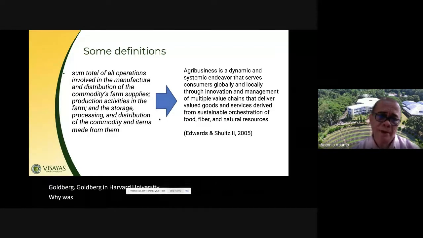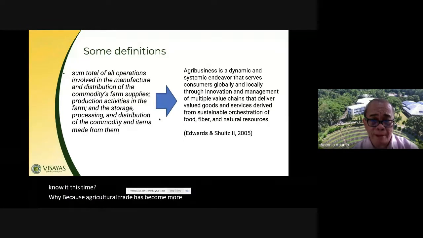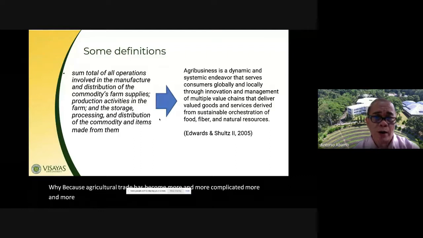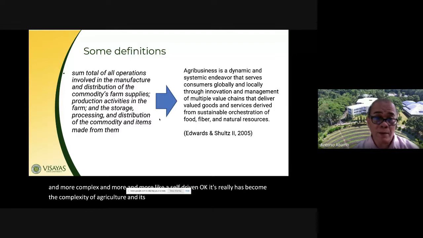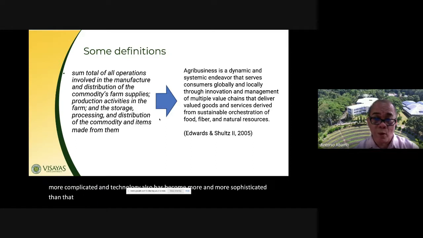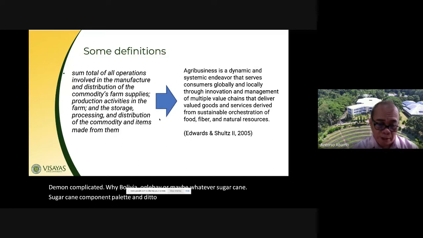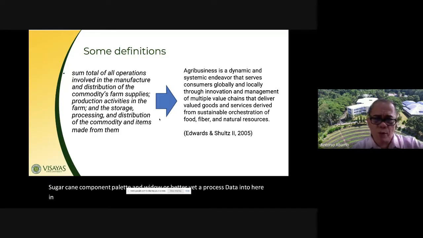Why was there a necessity that agribusiness has to become agribusiness as we know it this time? Why? Because agricultural trade has become more and more complicated, more and more complex, and more like self-driven. Okay, it's really has become the complexity of agriculture and its allied business has become more and more complicated, and technology also has become more and more sophisticated. Niadto, di man complicated. Why? Magbaligya ka og lubi, or maybe sugarcane, magyapo ng paliton dito. Or better yet, i-process dito into here in Muscovado. The same Muscovado sugar will go there in other countries.